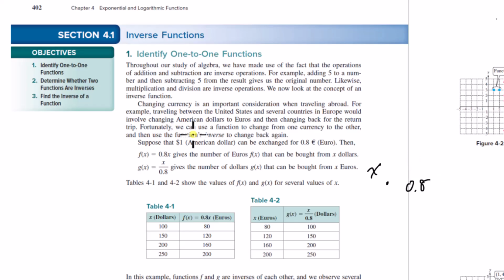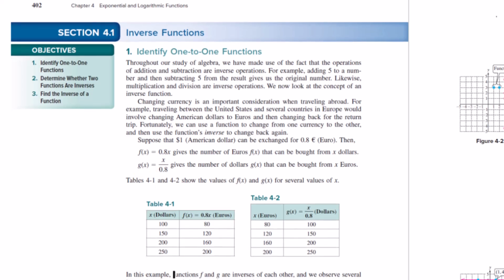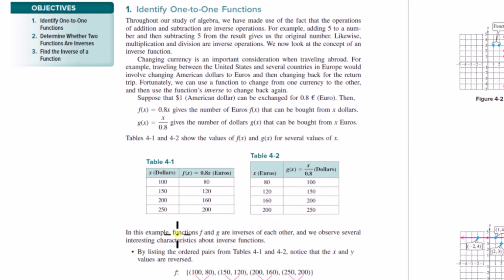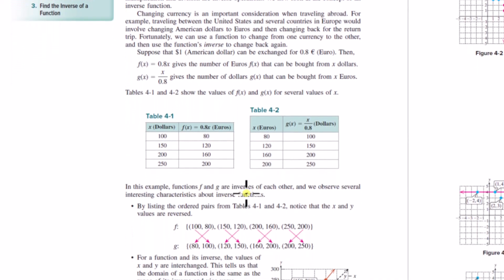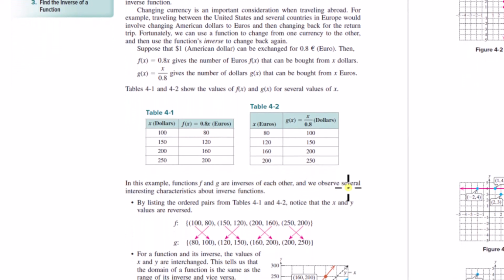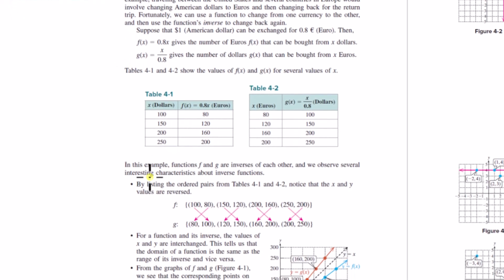Okay, but you see it's two separate functions of the same input, right? You have f of x is equal to 0.8x, and then the separate function g of x is equal to x over 0.8. It says in this example, the functions f and g are inverses of each other. And we observe several interesting characteristics about inverse functions. So what are some characteristics of inverse functions?